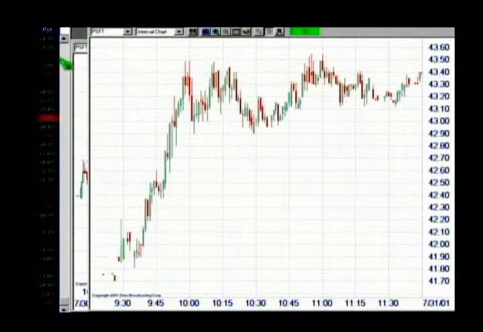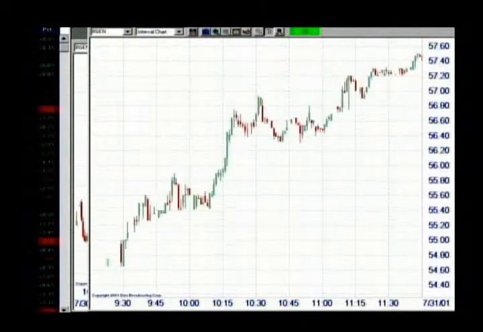Okay, one of the next patterns we're going to look at is consolidation and consolidation breakouts, and how do those work?